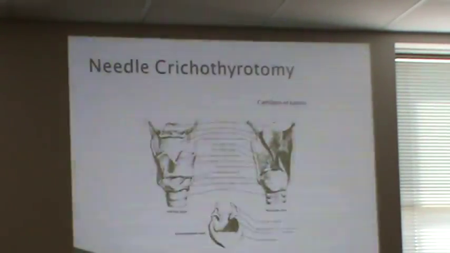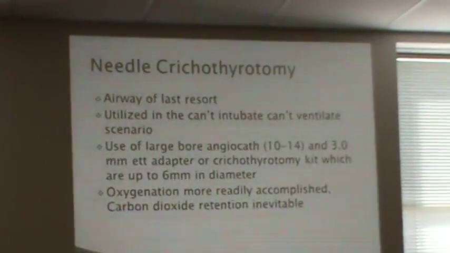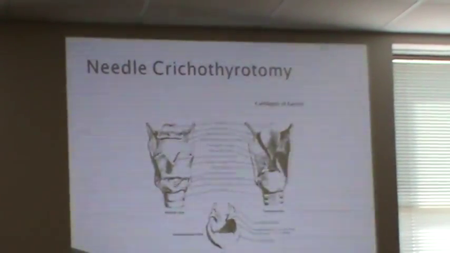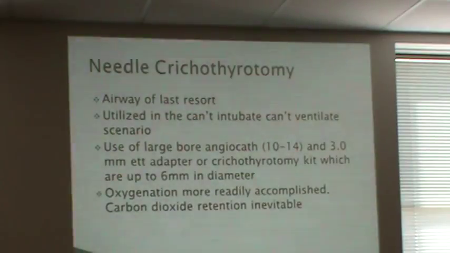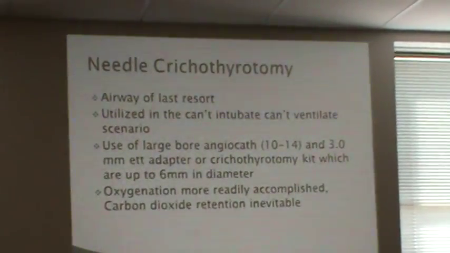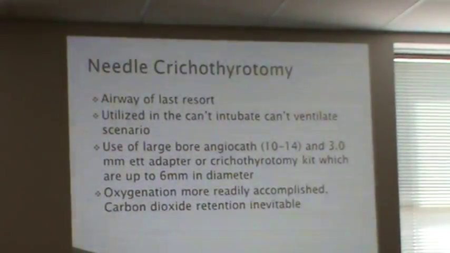And finally, one of our bailout methods is the needle cricothyrotomy. We're looking at the cricothyroid cartilage, which is right... I'm gonna go back here. So you're looking right into this space here is where you want to be. Right below the thyroid cartilage, right above the cricoid ring. You can always palpate your own cricoid cartilage and thyroid cartilage and find your cricothyroid membrane. Remember that this is the airway of last resort.